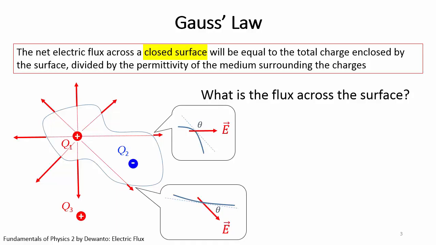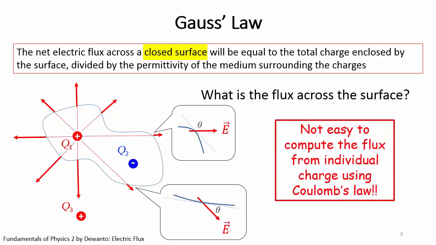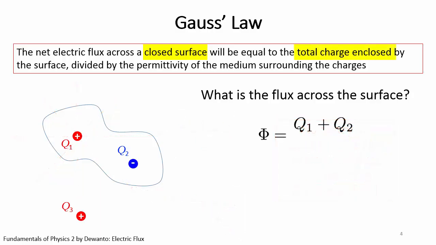And that is just from one charge. Here we have three charges. This is really bad. Gauss' law, however, makes this problem really simple. The answer is simply given by the total charge enclosed by the surface, i.e. Q1 plus Q2, divided by the permittivity of the medium around the charges, which is epsilon 0, assuming the charges are in vacuum. Wow, nothing could be more straightforward than that.